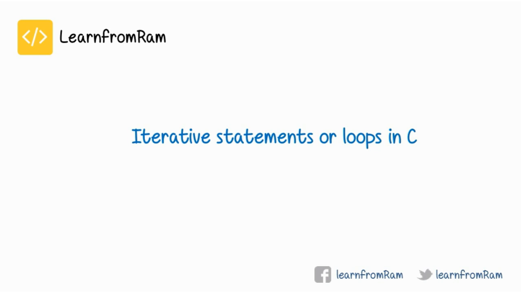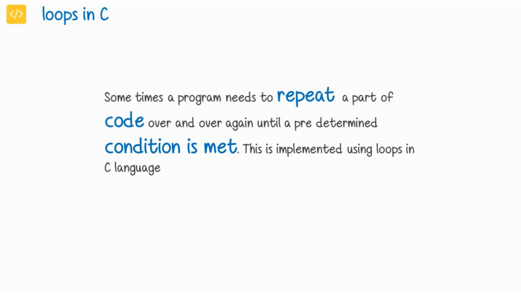Today we will look at loops in C. During programming you may come across scenarios when a program needs to repeat a part of code over and over again until a given condition is met. Let's take an example and try and understand what loops can do.